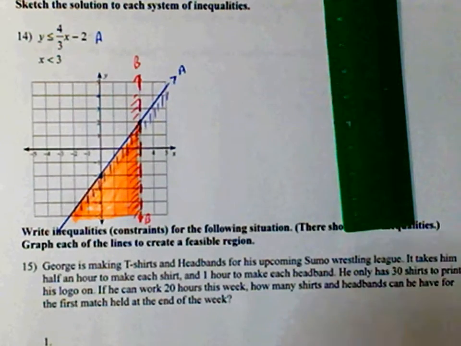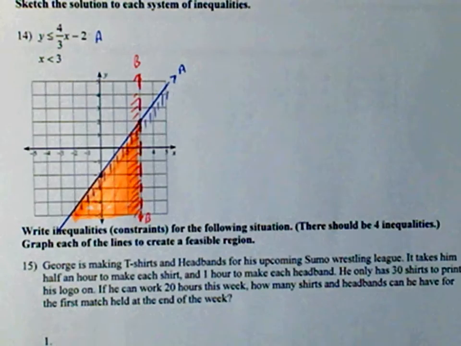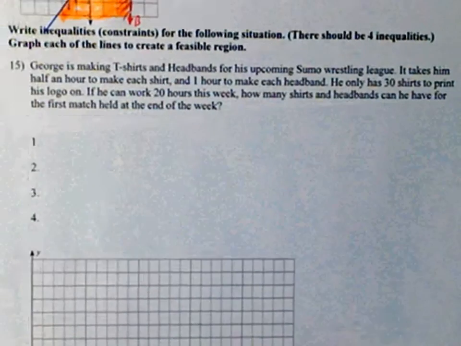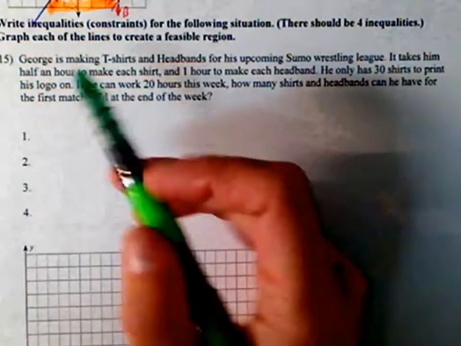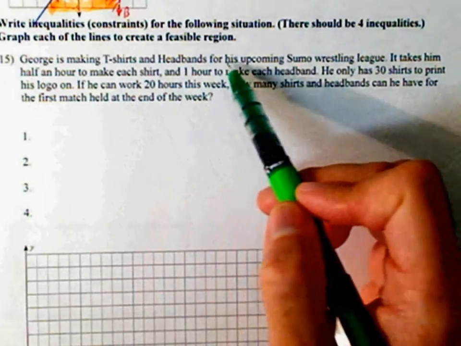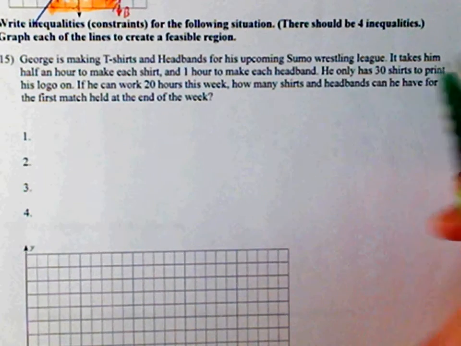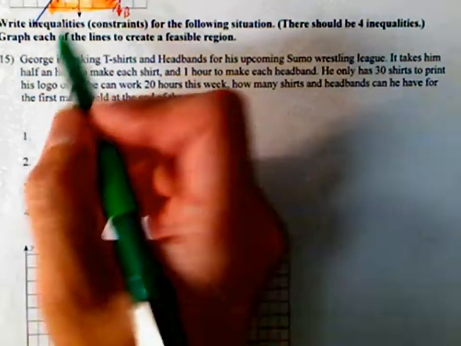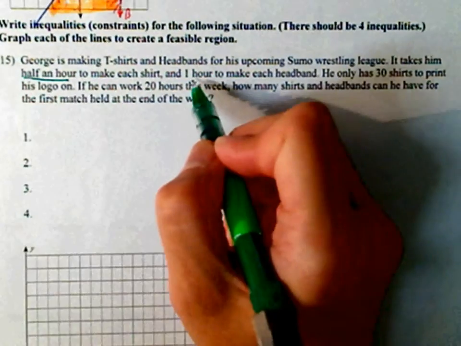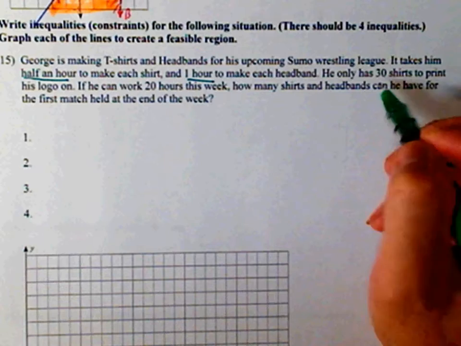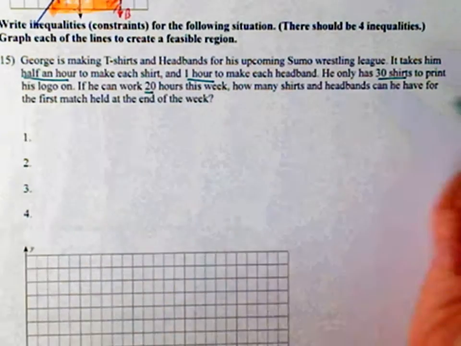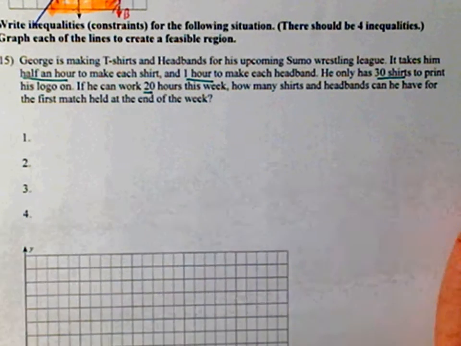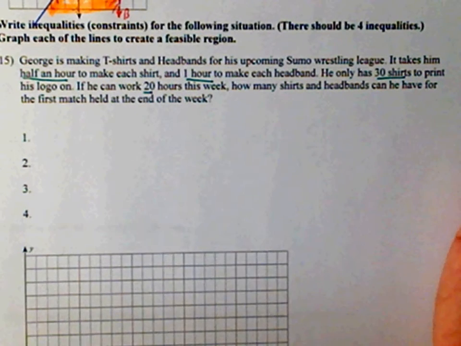Okay, number 15, here is your optimization question. You guys got to come up with the inequalities, and we'll base your solutions on that. George is making t-shirts and headbands for his upcoming sumo wrestling league. It takes him half an hour to make a shirt, kind of important, okay, and an hour to make each headband. He only has 30 shirts to print his logo on. If he can work 20 hours this week, how many shirts and headbands can he have for the first match held at the end of each week?